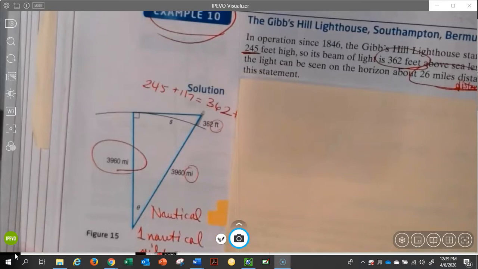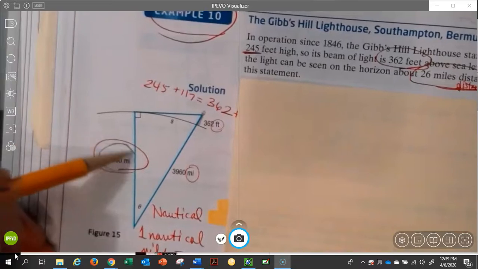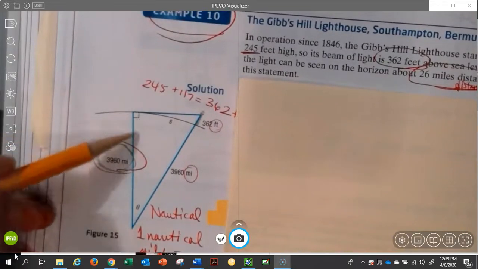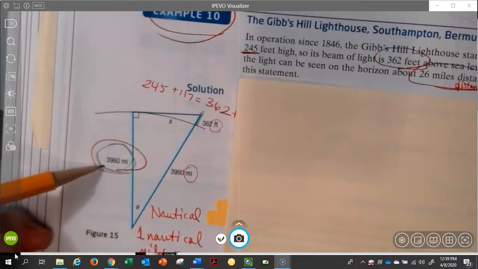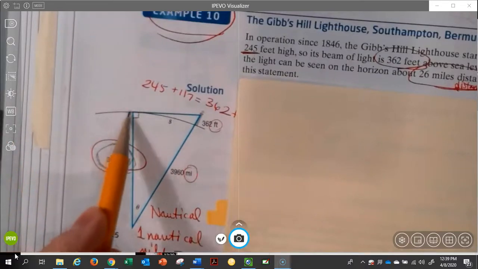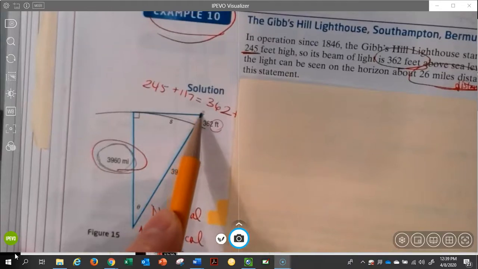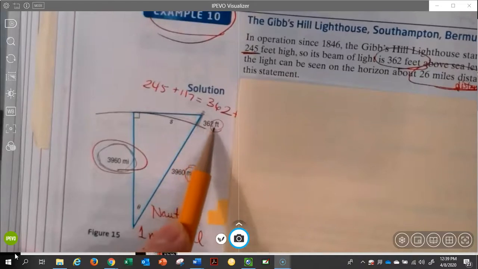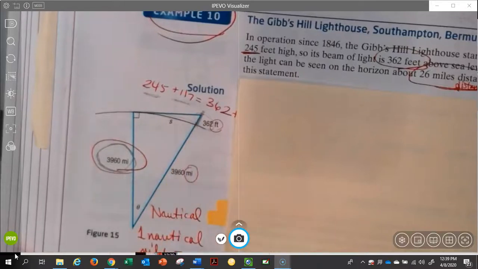When you're looking at the drawing, we're going to incorporate the radius of the Earth. So the radius from the center of the Earth to the surface of the Earth is 3,960 miles. The Earth is curved. And you see the bottom of, not the lighthouse, but the bottom of the hill, which goes up to here, which goes up to the lighthouse, and this is your 362 feet, because the hill and the lighthouse together form that total height from the Earth's surface.